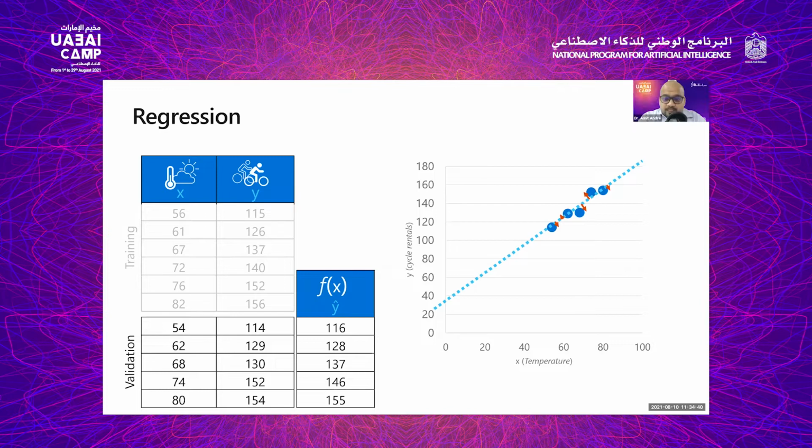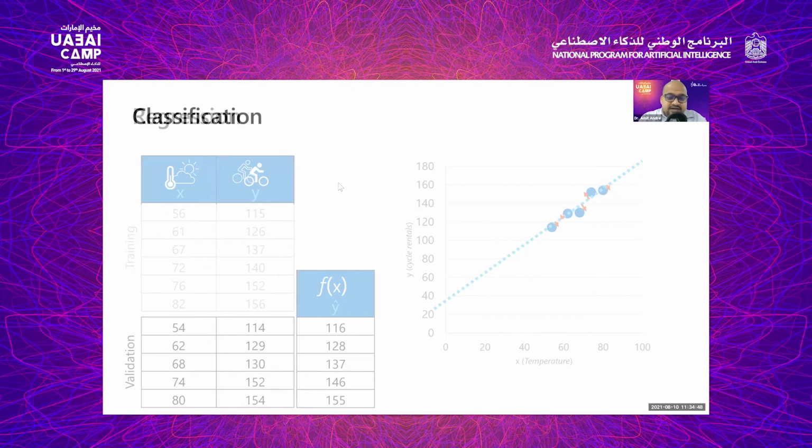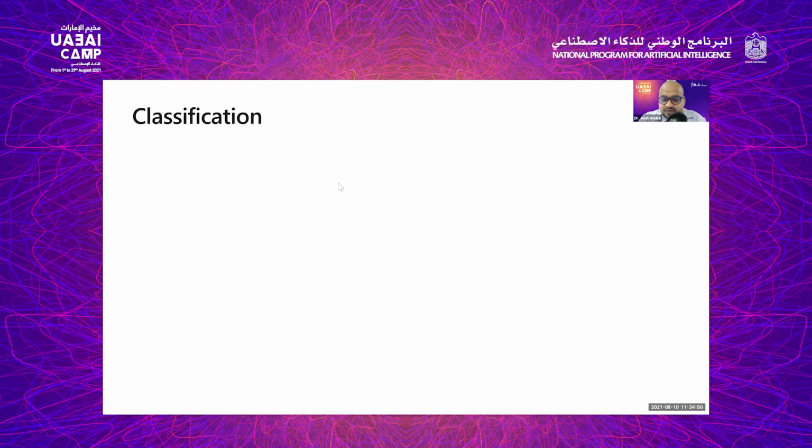Perfect. Thank you. Going forward, the second type of machine learning is classification, which is used to predict which category or class an item belongs to. For example, a health clinic might use the characteristics of the patient, such as age, weight, blood pressure, and so on, to predict whether the patient is at risk of diabetes.